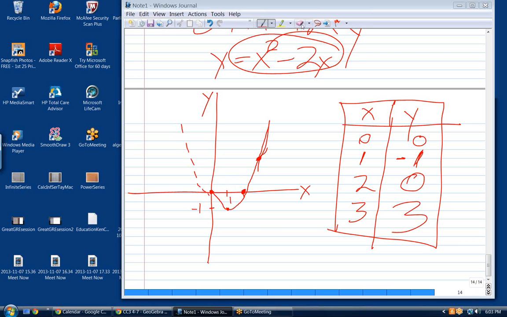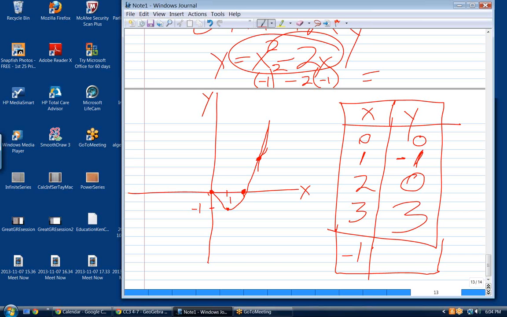But if I didn't know that and I wanted to figure out what it did over here, what value of x should I put in to figure out what y would be? You'd have to do negative -1. So let's add another spot to our table. Let's let x be -1. What is y when x is -1? -1 squared minus 2 times -1.